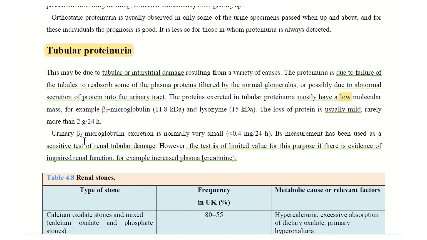فهذا اليورينري البيتا 2 microglobulin excretion normally very small، أقل من 0.4 mg per 24 hour. وهذا تم استخدام قياسه كsensitive test of renal tubular damage، ولكن هذا التست is of limited value for this purpose إذا كان هناك دليل على impaired renal function، على سبيل المثال زيادة البلازما كرياتينين concentration.